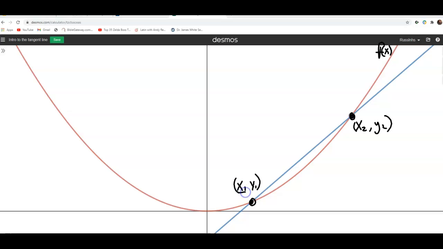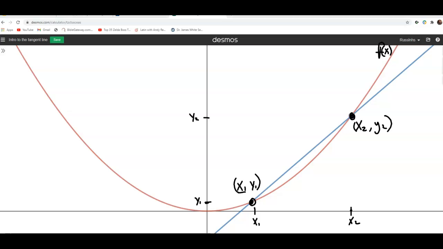This point is x because it's over that far on the x-axis, so the horizontal distance from 0 there would be x1. And it has a y1 because that's the height of that point, which would be a height of y1. In the same way, this point over here, x2, y2, has a horizontal distance located at x2 and a vertical height of y2.